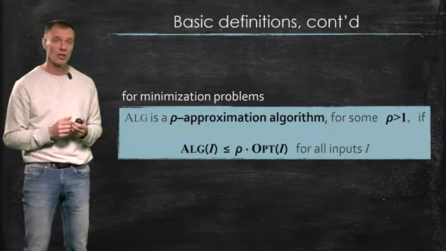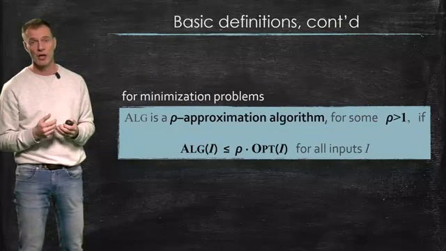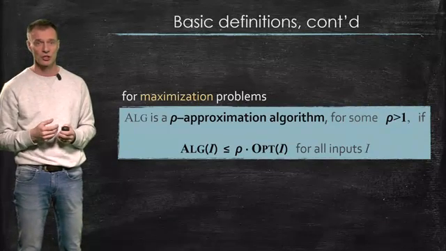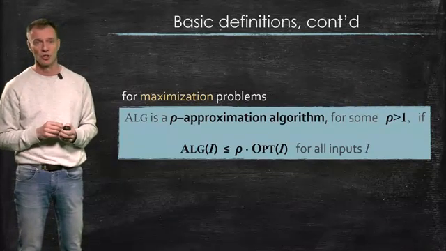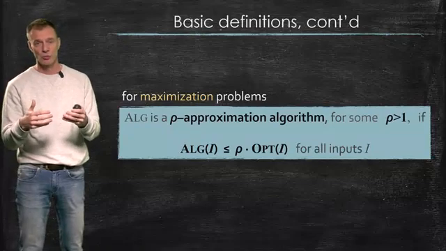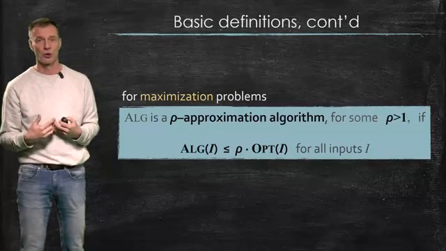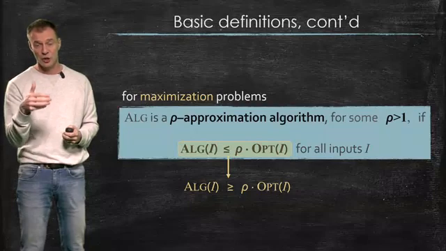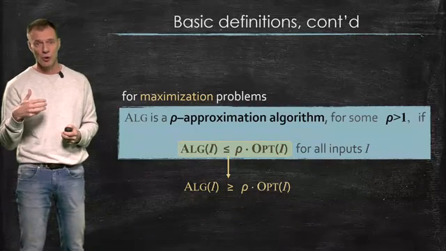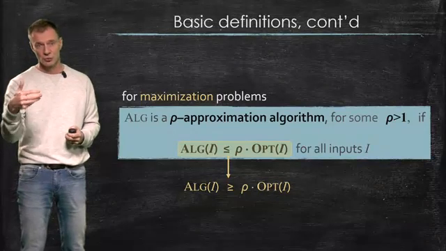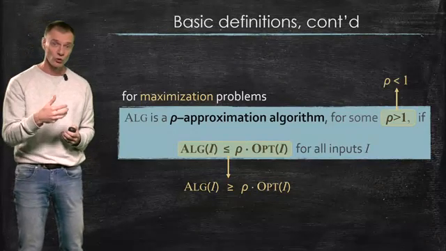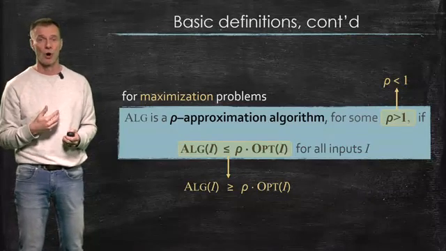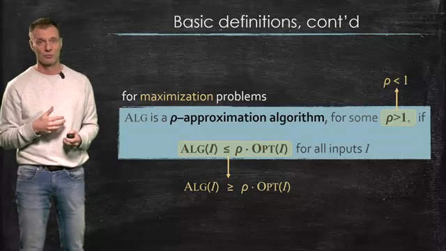Now that we understand the definition of rho approximation for minimization problems, let's have a look at maximization. For maximization, what do we have to change in the definition? Well, for maximization, we want to compute something that has the largest possible value. So now, instead of saying that ALG of I is at most rho times OPT, we want to say that it's at least rho times OPT. That also means that this value of rho, which for a minimization problem is bigger than 1, would now be smaller than 1.